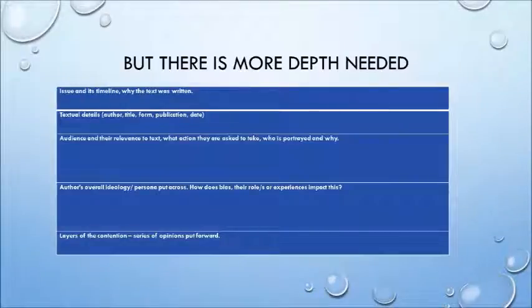So if we look at the 5 main steps of an introduction: the issue and its timeline, why the text was written, the textual details, the audience and the relevance of the text, what action they're asked to take, who is portrayed and why, the author's overall ideology, persona they put across, their bias, their roles, and the layers of the contention, the idea actually put forward. If you go back to Cat Paddock, that's all there.